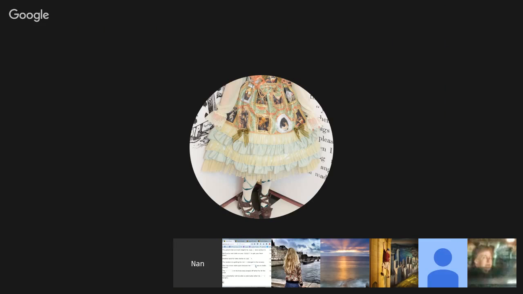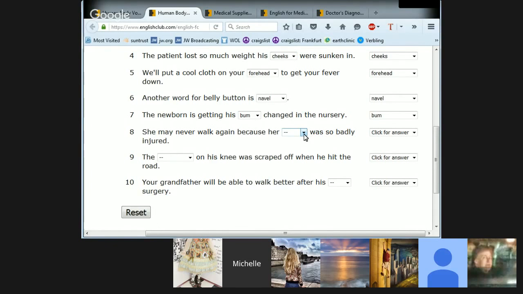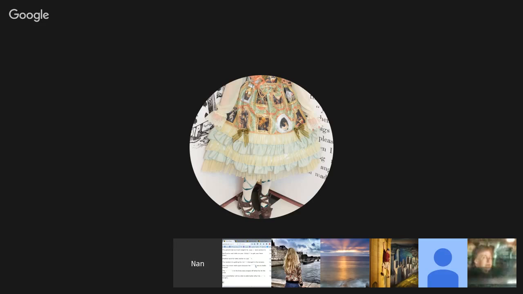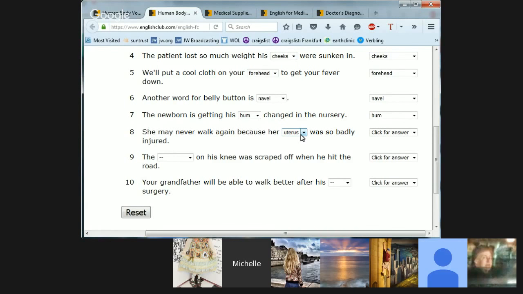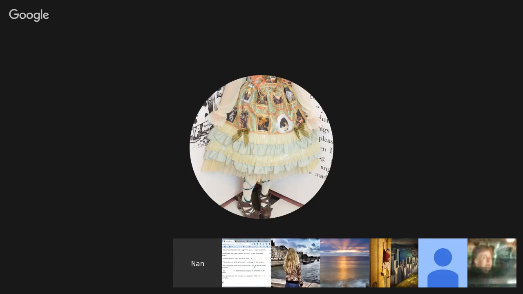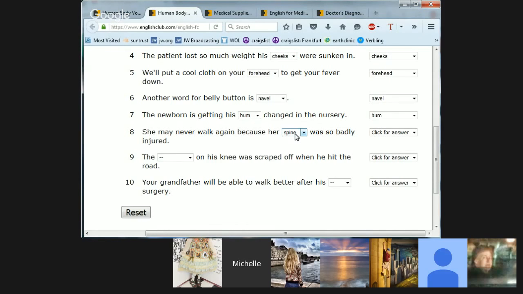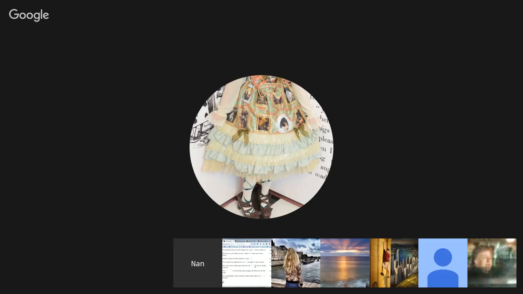Okay. She may never walk again because her ankle was so badly injured. Yeah, okay, so there are 4 options. Ankle is not an option, but if it was, that would be a great choice. But instead we have uterus, spine, finger, or eye. I have no idea. Uterus is where the baby grows inside of the stomach of a woman. Spine is like the bones in your back. Finger, these are on your hand. You have fingers, of course. And then your eye, you use to see. So which one do you think it is? Maybe it's eye.